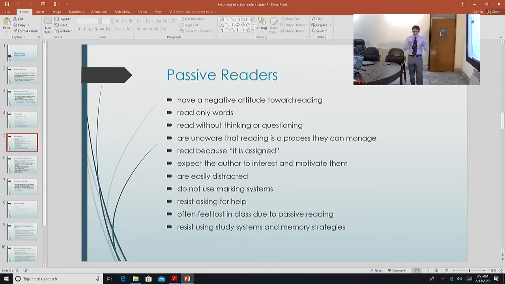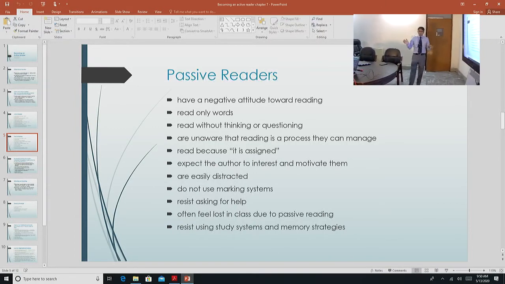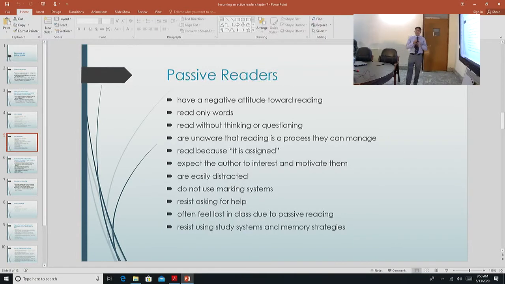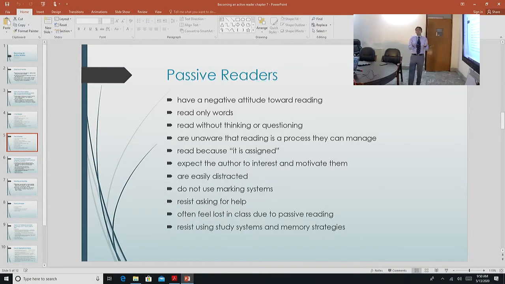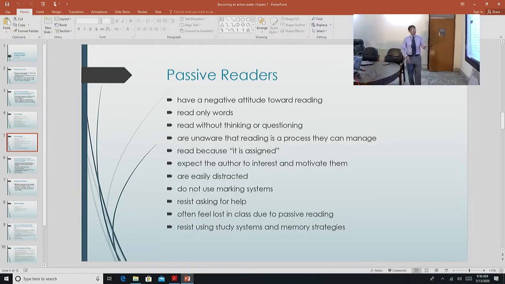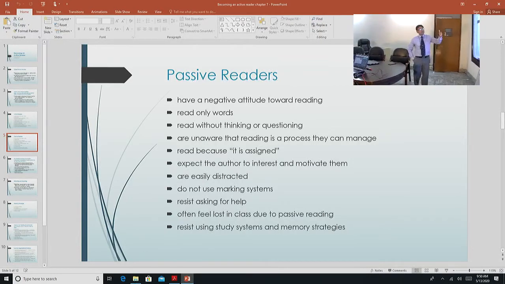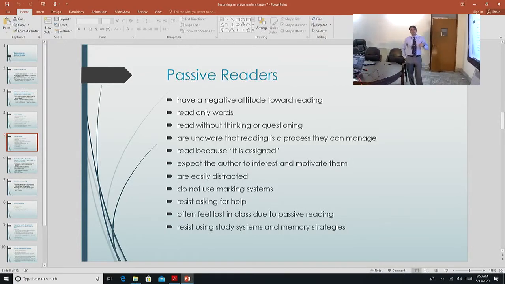They are just reading the words, moving through the text, not knowing what the text is asking you to find out, not knowing what is happening in the text. They read without thinking or questioning, and are unaware that reading is a process that they can manage.